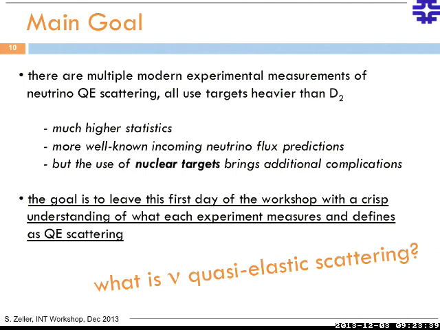As a statement of fact, they all use targets now heavier than deuterium, so they can't anchor the interaction in this three-track type of signature event. What's nice is that the new measurements have much higher statistics, so we can measure this process with much higher precision. They also are coupled with much more well-known incoming neutrino beams, which is certainly an advantage. But as a disadvantage, modern measurements all use nuclear targets to increase our event statistics.